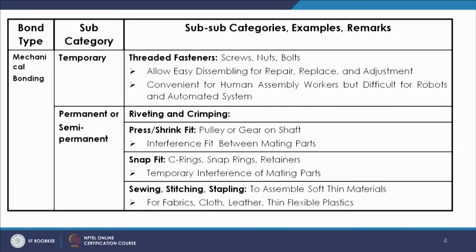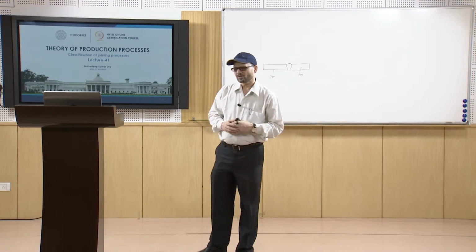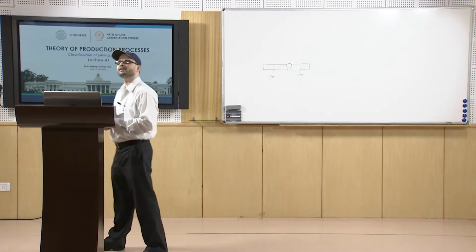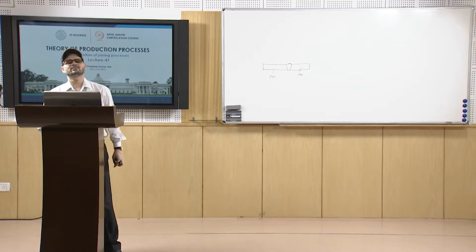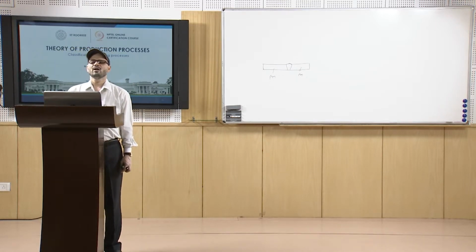Then you have permanent or semi-permanent type of mechanical bonding. In that, for semi-permanent, you have riveting and crimping. Now, in the case of riveting, the composition of the rivet material is very ductile. Basically, you have to join two sheets using rivets. So, the rivet can be damaged and the parent material can be taken off. So riveting is an example of that semi-permanent type of joining.